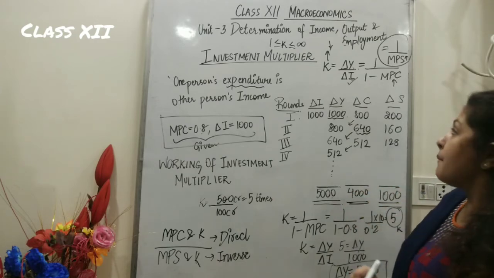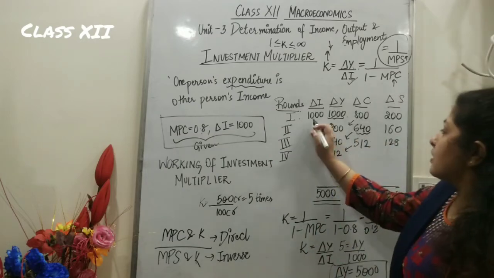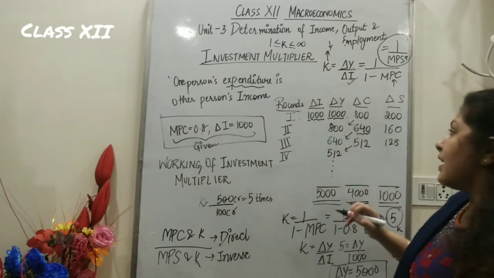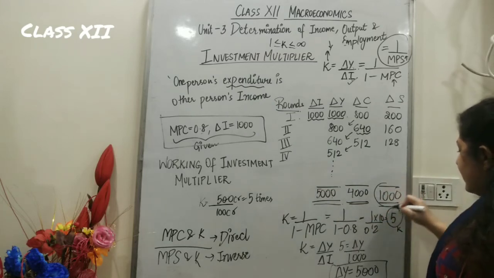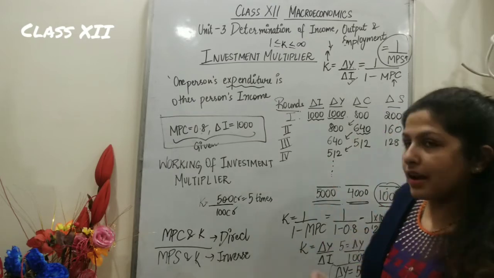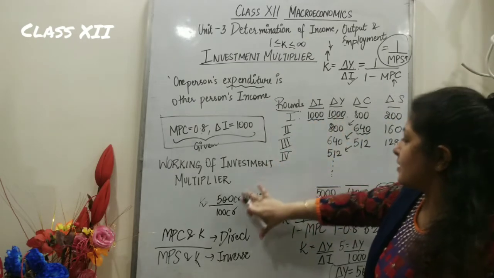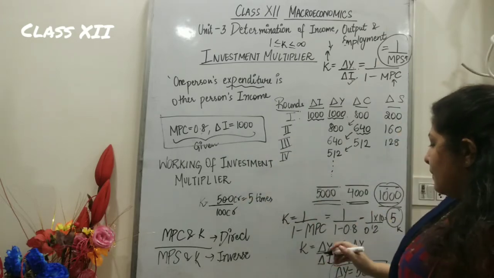So your answer of investment multiplier is clear when the change in investment in the beginning is equal to the change in saving in the end. When these two values are equal, your answer is over. You have explained the rounds. In your notes, I have given you the rounds explanation, and this all is the working of investment multiplier.